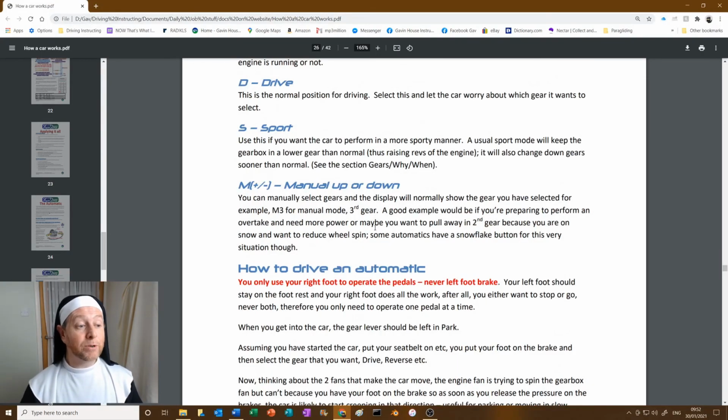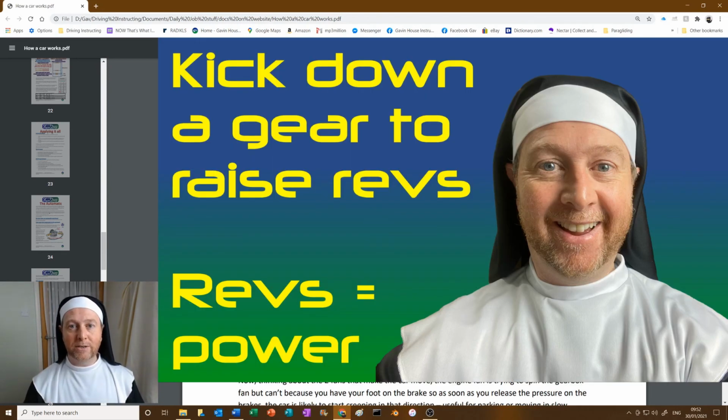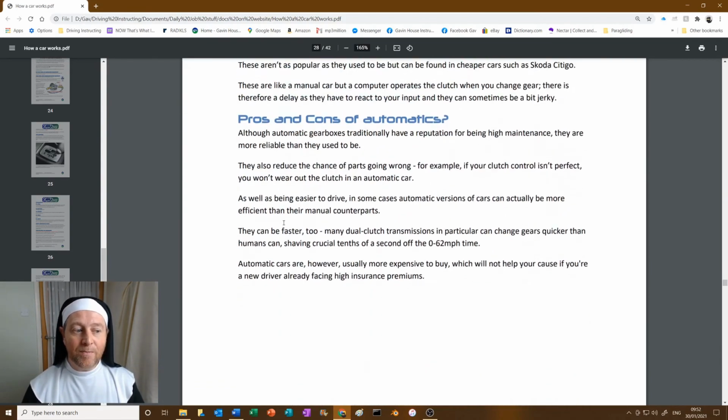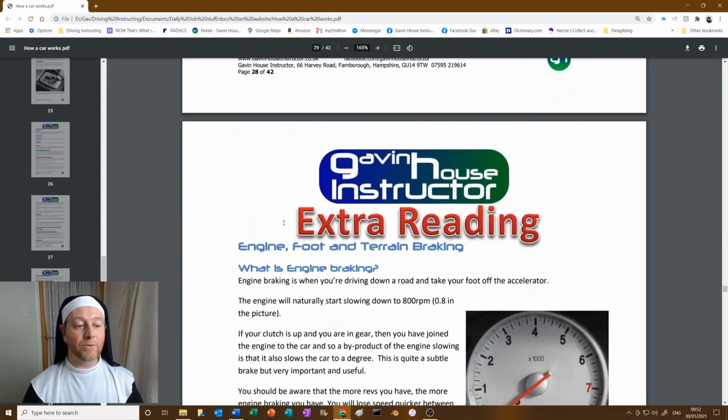Kick down on an automatic, that's something that pops up in the theory test. Kick down is where you push the accelerator quickly to the floor. The car understands that you wish to accelerate quickly, and it changes down a couple of gears, kicks the revs up on the engine, and away you go. So kick down is where you go down gears to give you more power so that you accelerate faster. Lots of different types of gearbox, you can read about that to your heart's content, I didn't want to go into that.